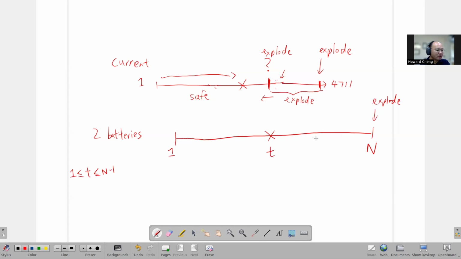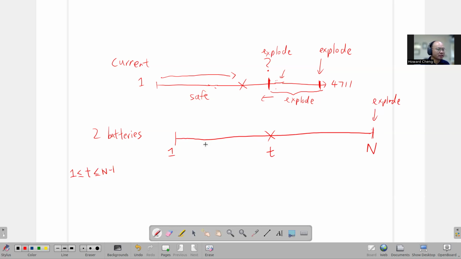So maybe I haven't actually told you what the question is. The question is, what is the fewest number of tests I need to do to guarantee that I can find the exact spot where it explodes? If I know for sure it explodes at N, the real value could be anywhere from 1 to N. I don't know where it is. And I want to use the fewest possible tests to make sure that it doesn't matter what the real number is, I will always be able to find it in that number of tests.